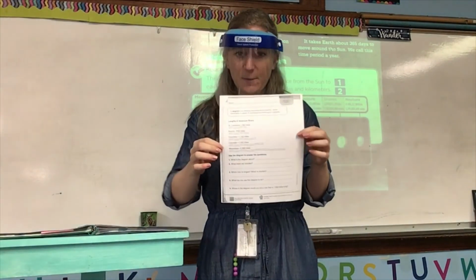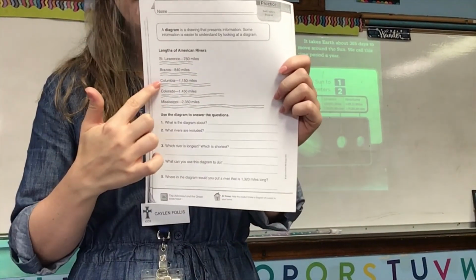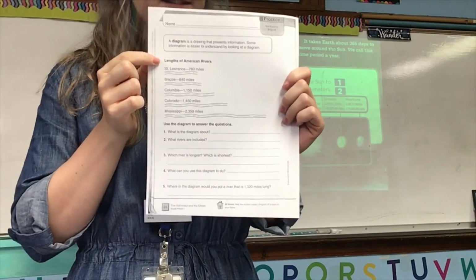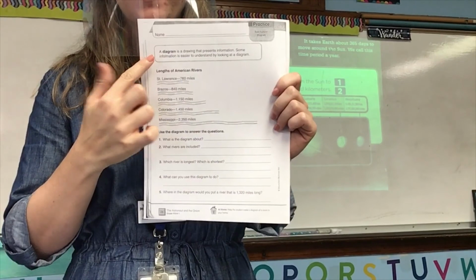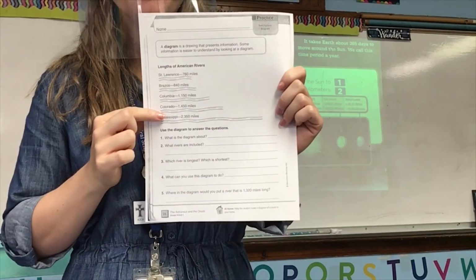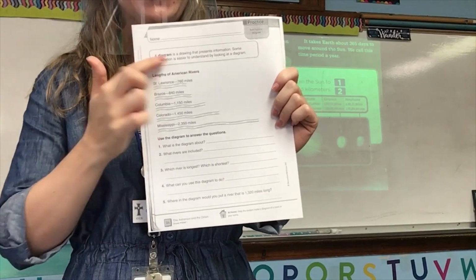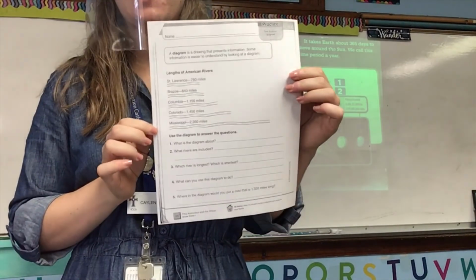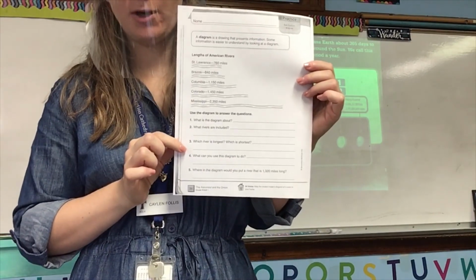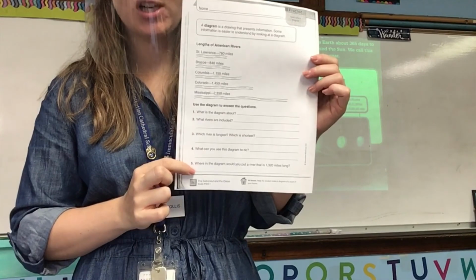So what you're going to do next is the independent practice. The top gives you a diagram of river lengths. So make sure, read this box at the top, look at the diagram, read the directions, then read the questions, then look at the diagram again. It is only one side. This will be your reading homework. So you're going to use this diagram to answer these questions.